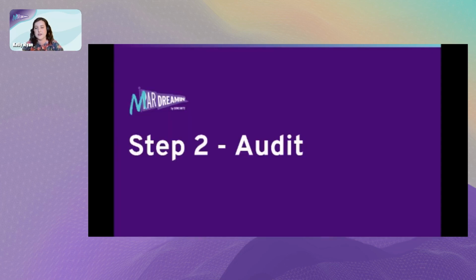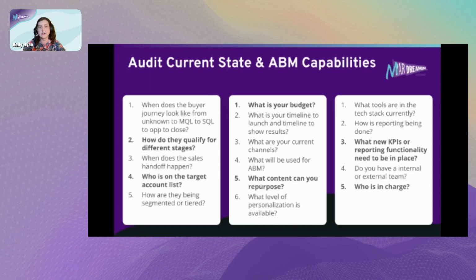So once we have our goals defined, we're going to go ahead and go on to step 2, the audit phase. So if you don't know what you are doing, you don't know what you can do until you know where you're at. So when we're auditing our current state, we're thinking about our ABM capabilities. These are a lot of key questions I like to ask clients and myself when I was launching ABM to see where we are at and what we can actually reasonably do without buying a bunch of technology.